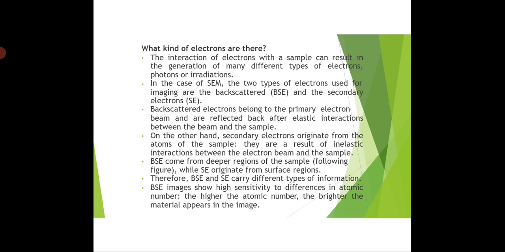BSE come from deeper regions of the sample, as in the following figure, while SE originate from the surface region. Therefore, BSE and SE carry different types of information. Backscatter electron images show high sensitivity to differences in atomic number. The higher the atomic number, the brighter the material appears in the image.